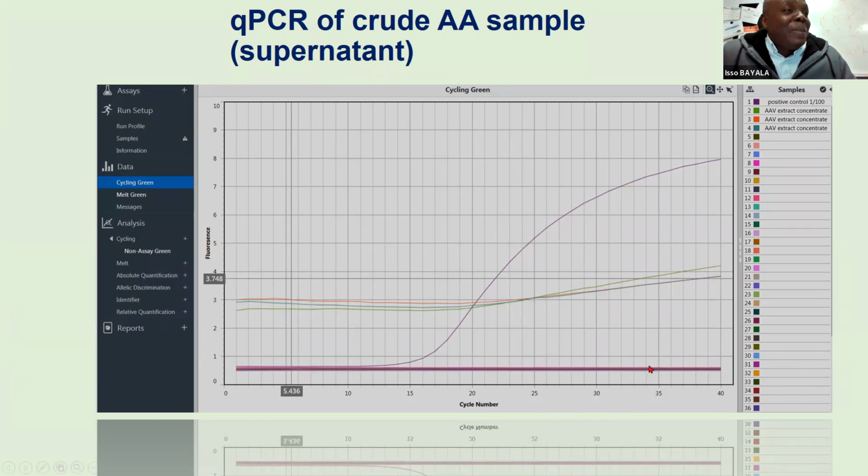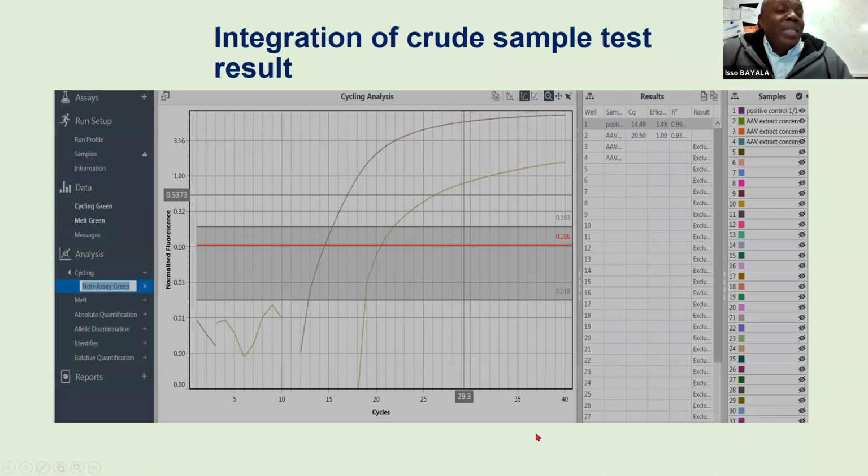And next slide, please. So this is the integration of the result. After you run it, the software is going to integrate the result and give you what is called a CT. The CT is the threshold of cycles. That's the red line there on the screen. The software needs a certain amount of material to be able to quantify it in a way that is statistically valid. So that's the red line, that's the CT.